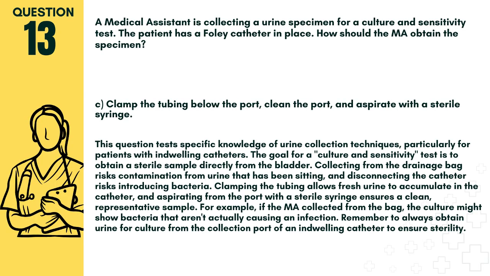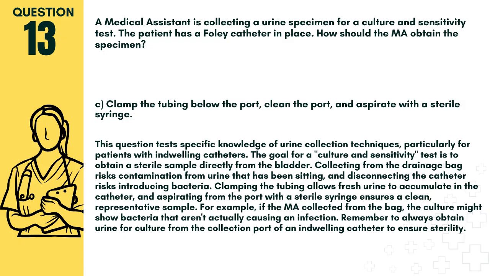Answer: C. Clamp the tubing below the port, clean the port, and aspirate with a sterile syringe. This question tests specific knowledge of urine collection techniques, particularly for patients with indwelling catheters. The goal for a culture and sensitivity test is to obtain a sterile sample directly from the bladder. Collecting from the drainage bag risks contamination from urine that has been sitting, and disconnecting the catheter risks introducing bacteria.